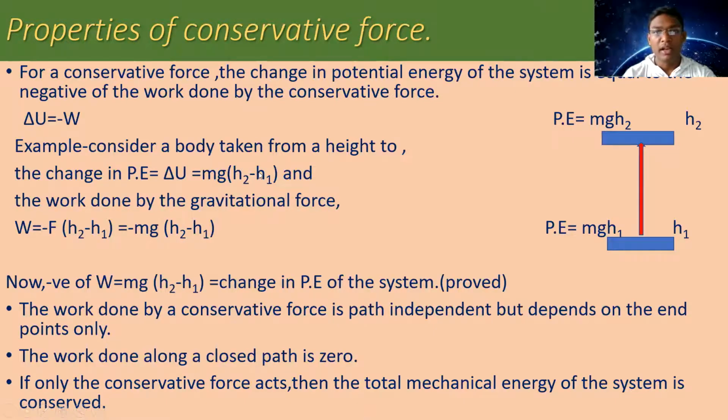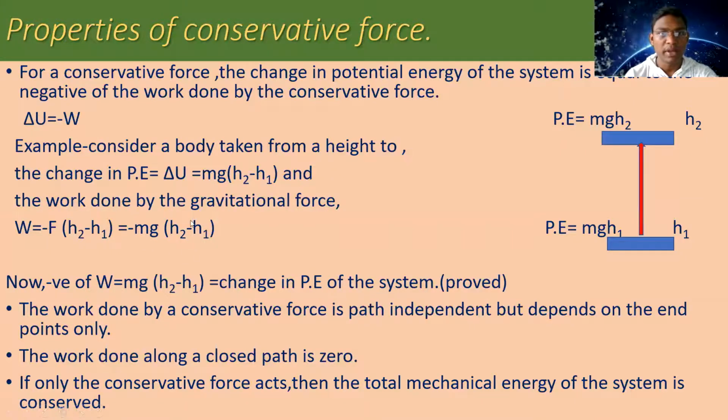Now let's find out the amount of work done by the gravitational force. We know that W, the amount of work done, is the product of force and displacement. So force into the displacement, h2 minus h1. And why negative? Because this is an upward motion, so the work done is negative. So minus F into (h2 minus h1). Instead of F, we can put m into g, mass into gravity: minus mg(h2 minus h1).